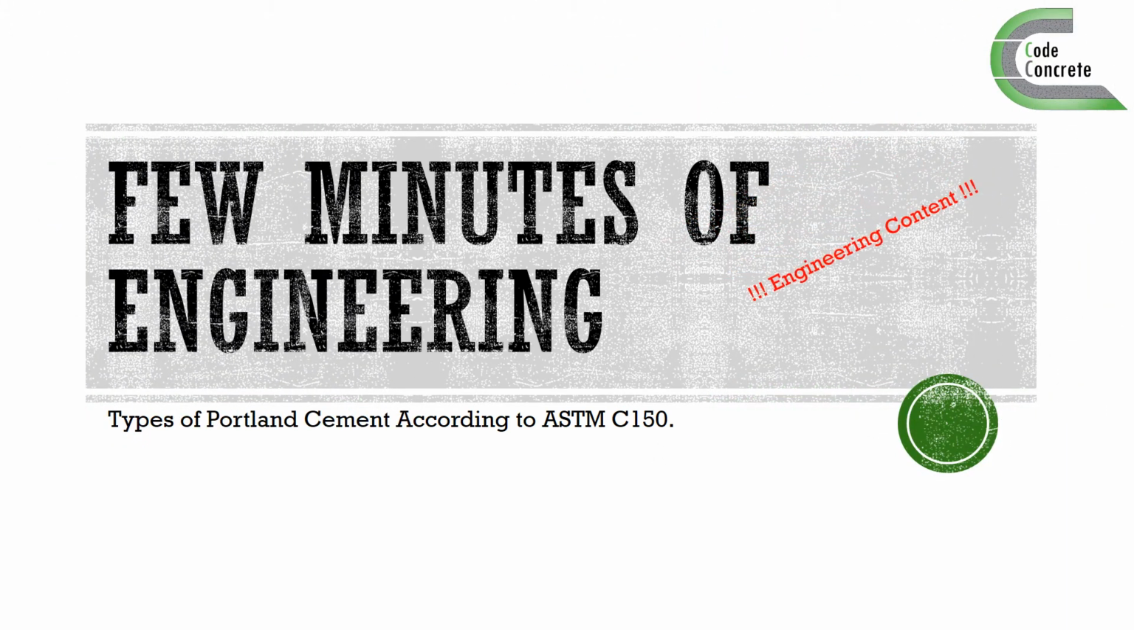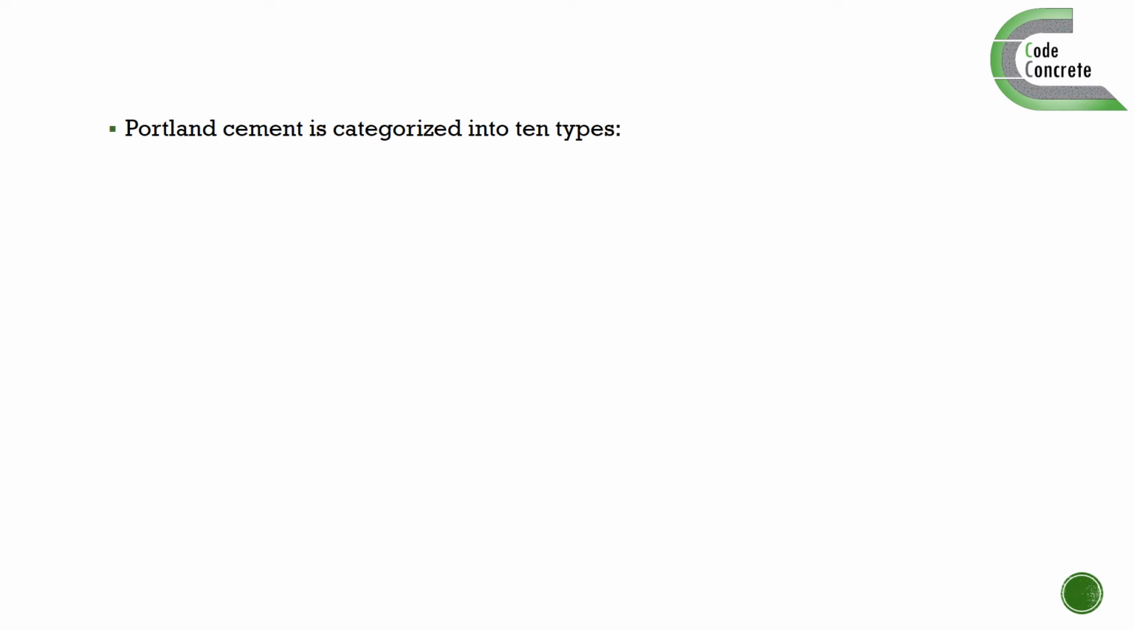Warning: engineering content. Few minutes of engineering. Types of Portland cement according to ASTM C150. ASTM separates Portland cement into 10 types under 5 main categories.